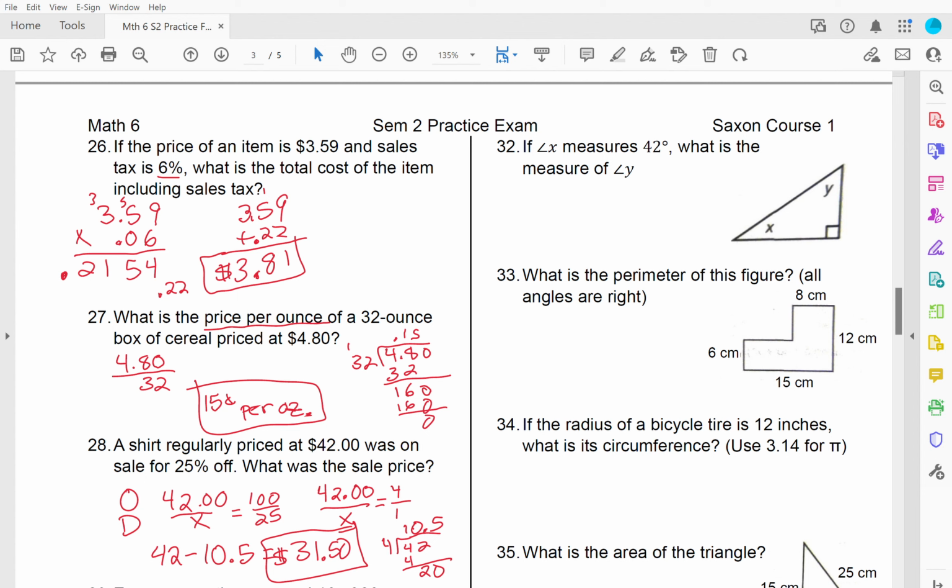Alright, we know that the sum of all the angles in a triangle is 180. So we have a right angle that tells us it's 90 degrees. They're telling us that x is 42 degrees. So if we take 180, we subtract 90, and we also subtract 42, we're going to get 48. That is the measure of angle Y. So angle Y equals 48 degrees.